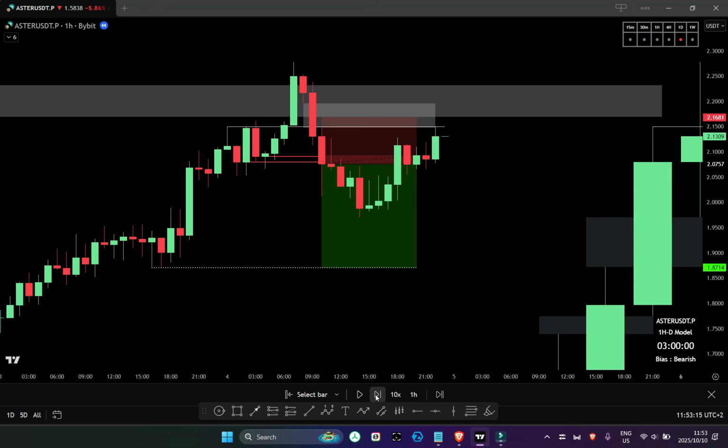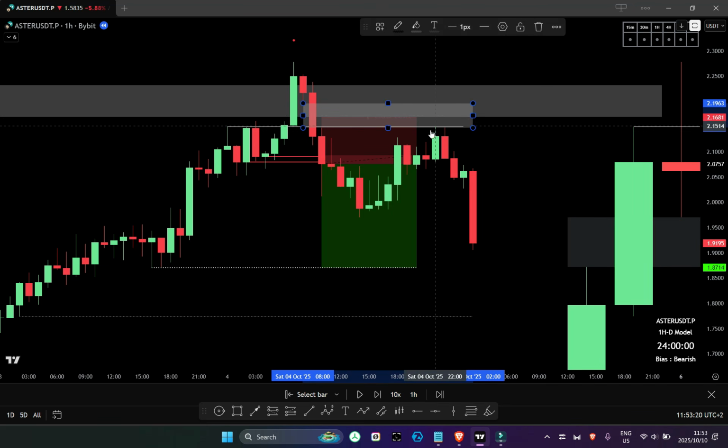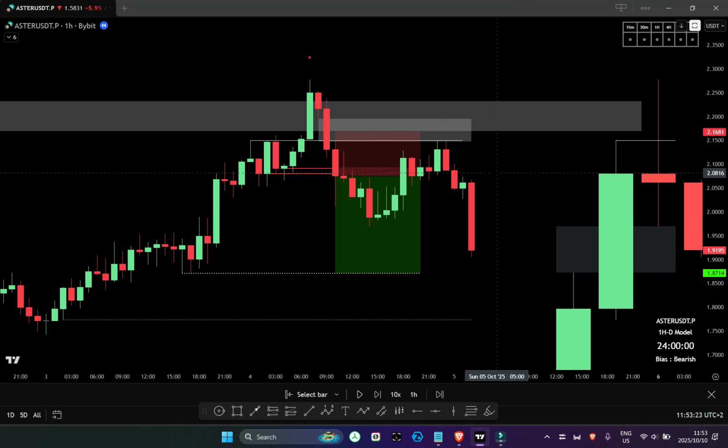And this becomes our setup. So you can see price retraces back into the fair value gap. Can you see? Just into the fair value gap level. See, so this would have been our second entry. First entry we could enter at the break.